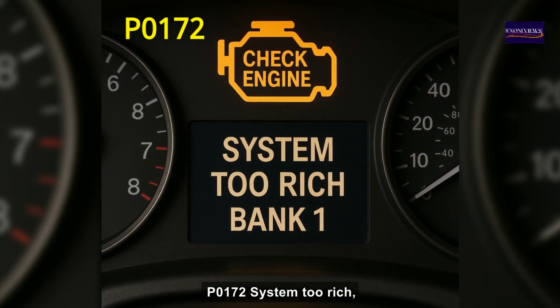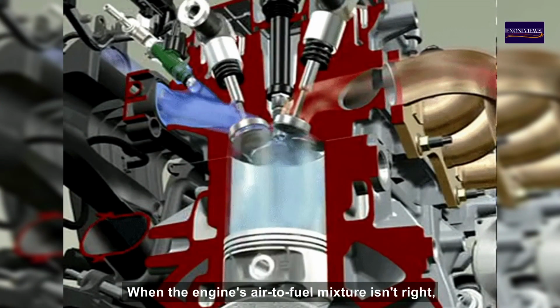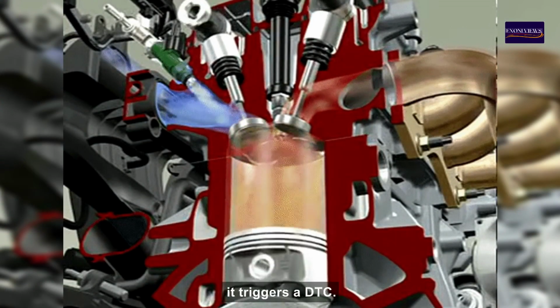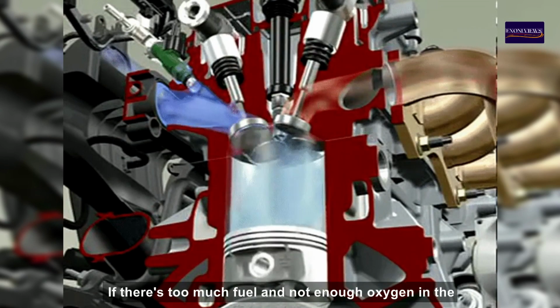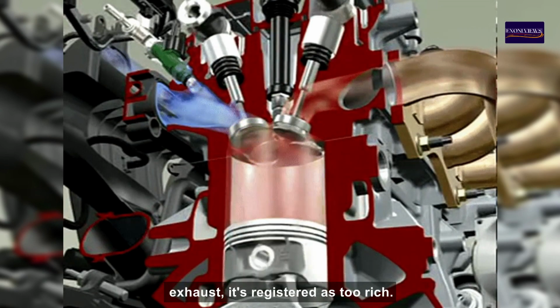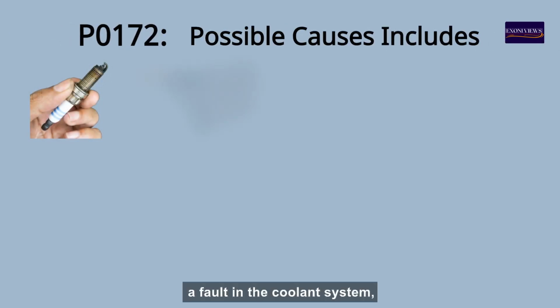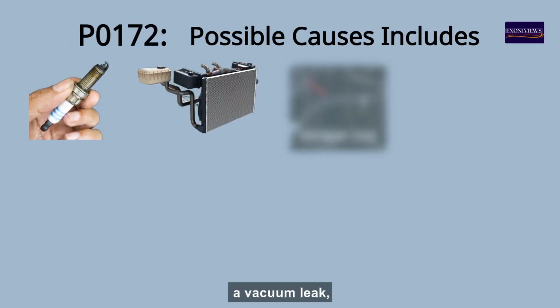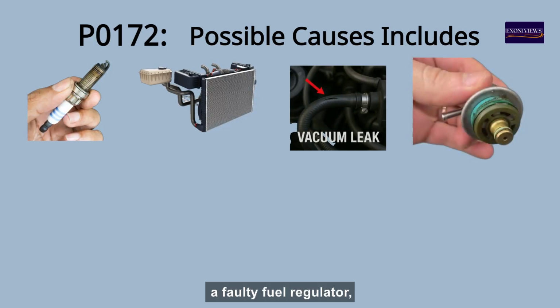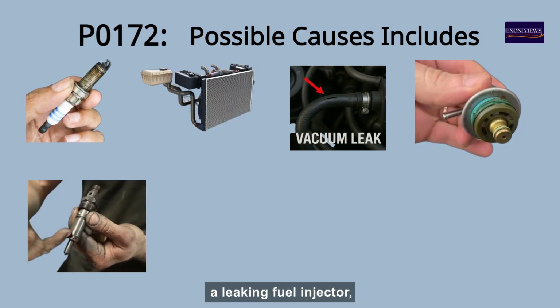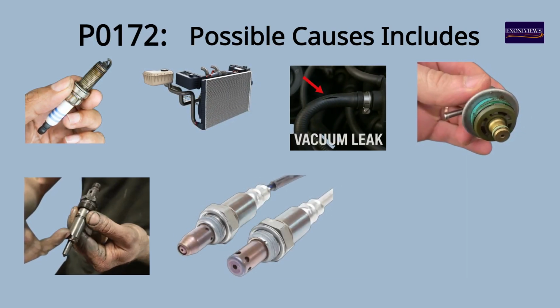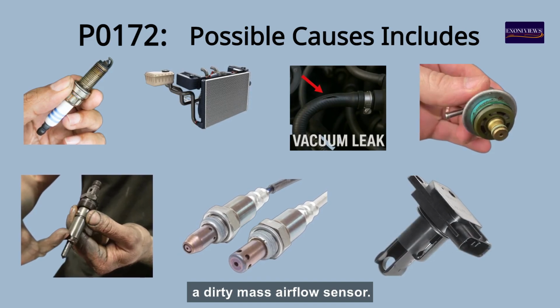P0172. System too rich, bank 1. When the engine's air-to-fuel mixture isn't right, it triggers a DTC. If there's too much fuel and not enough oxygen in the exhaust, it's registered as too rich. Possible causes include worn spark plugs, a fault in the coolant system, a vacuum leak, a faulty fuel regulator, a leaking fuel injector, a defective oxygen sensor, a dirty mass airflow (MAF) sensor.